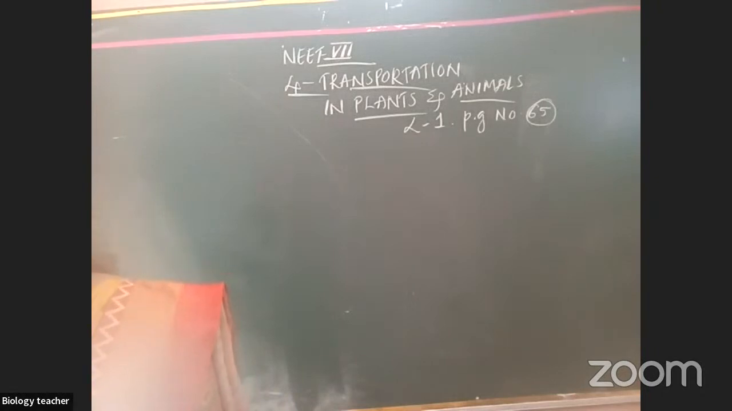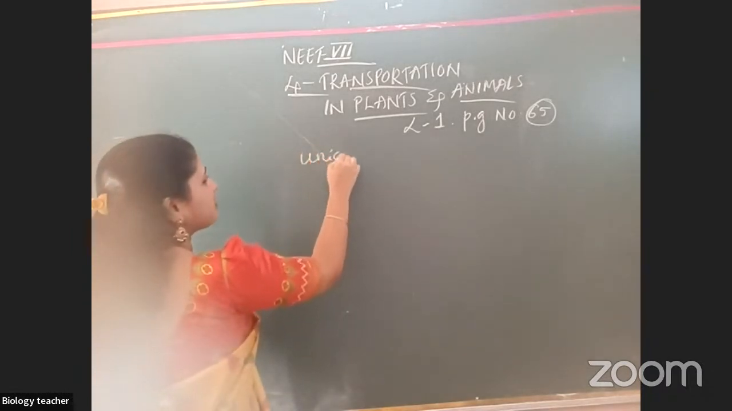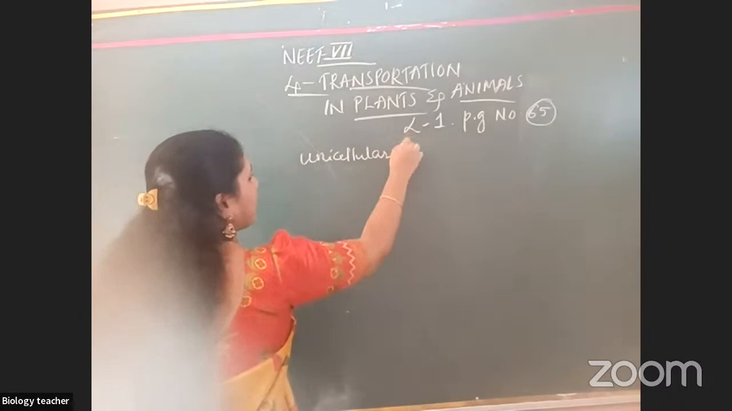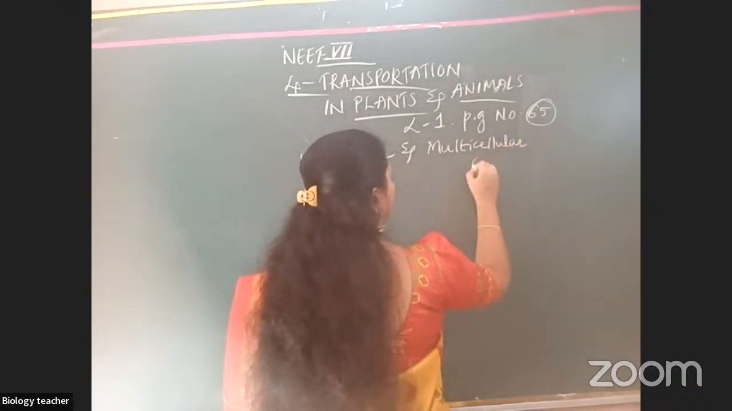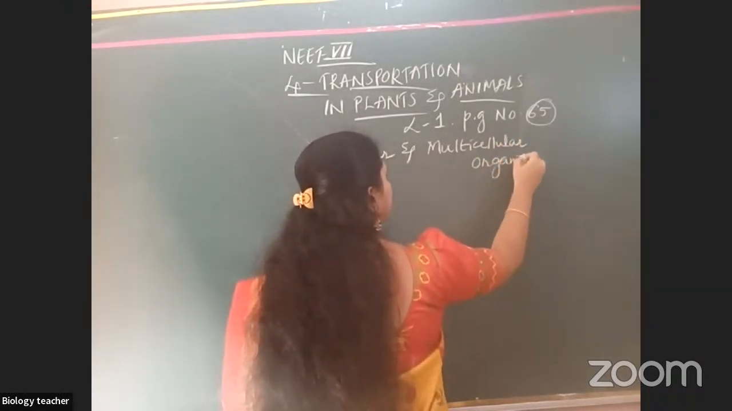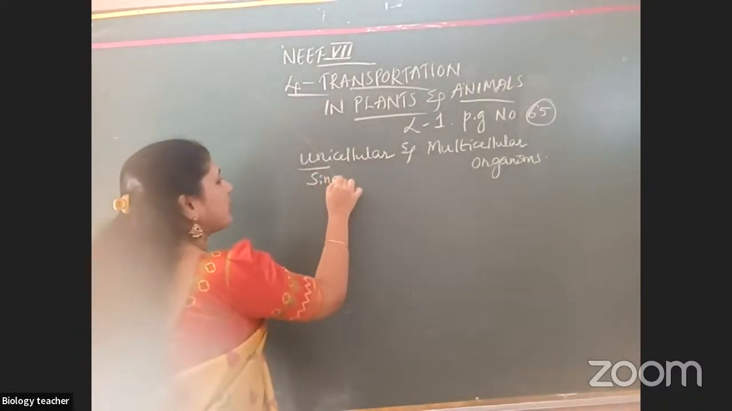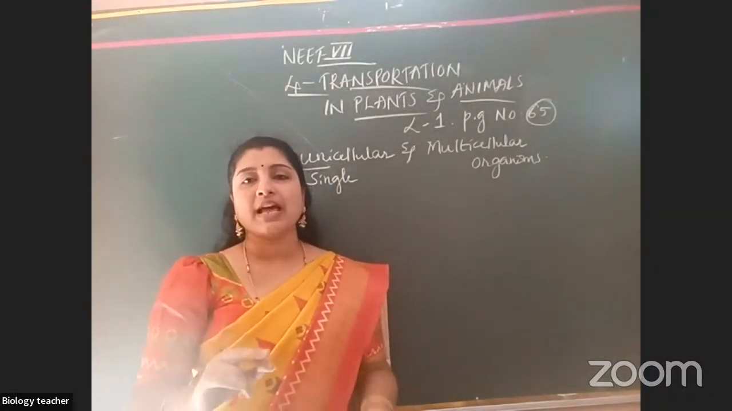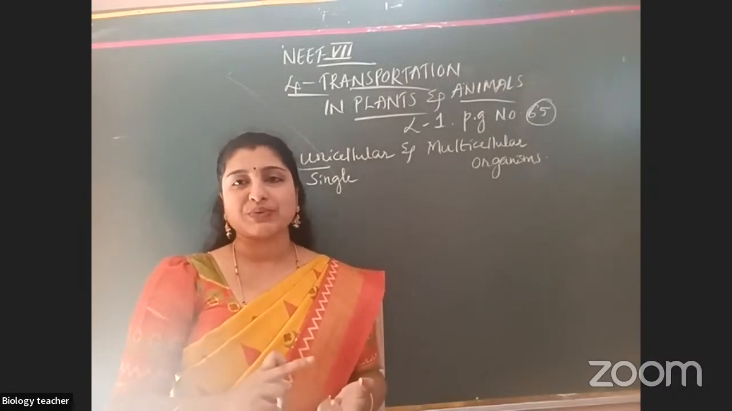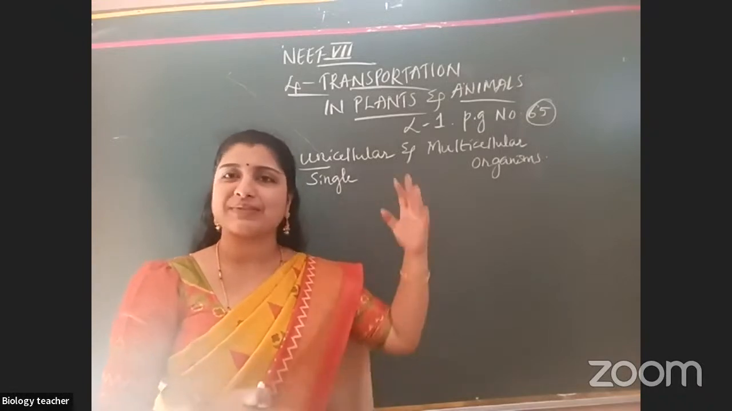Here, organisms are of two types based on the cells: unicellular and multicellular organisms. Uni means single. The body is made up of only one cell, and that cell alone performs all the functions like respiration, excretion, reproduction, digestion, as well as transportation.